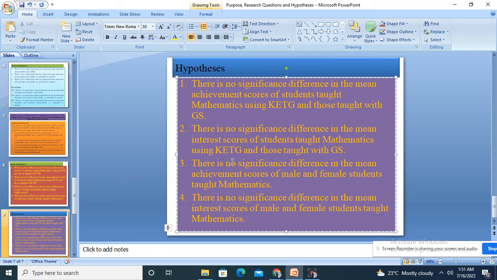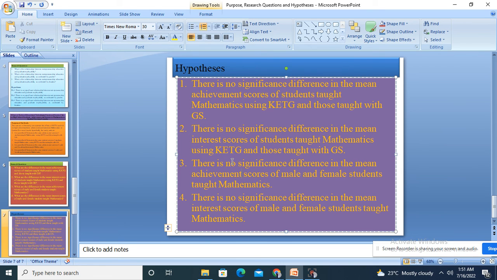Unlike the first one whereby you are comparing the male and female taught with Kahoot educational technological game, and the male and female for the other one stand for game of set. But here it is not like that. You now match both male together and both female together because it's gender you are looking at. So in the fourth one also, you check it like that but based on interest.